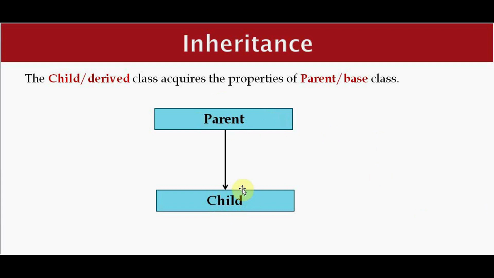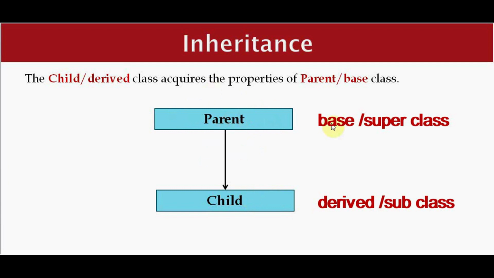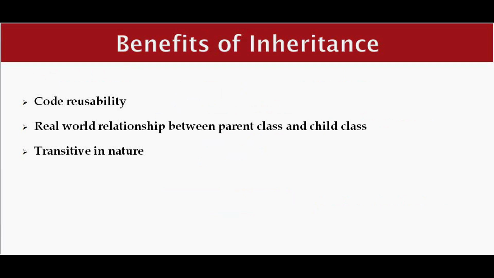You can relate this with a real world relationship. For example, a child inherits the traits of his or her parents. Similarly, in object-oriented programming with inheritance, we can reuse the attributes and methods of the parent class in the child class. So, the class that inherits the properties from another class is called the child class, also known as derived or subclass. And the class whose properties are inherited by the child class is called the parent class or base class or superclass.